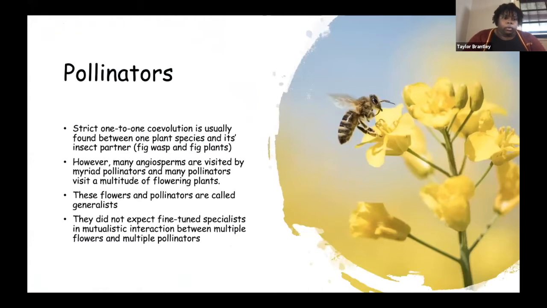So, strict one-to-one coevolution is usually found between a plant and its insect partner, like a fig wasp and fig plants. But despite this, many angiosperms can be visited by pollinators that visit a multitude of flowering plant species. For generalist plants, the optimal phenotype expected would be an intermediate between all the pollinators' phenotypes. Because of this, a fine-tuned specialist mutualistic interaction between multiple flowers and multiple pollinators is not what they expected to see.